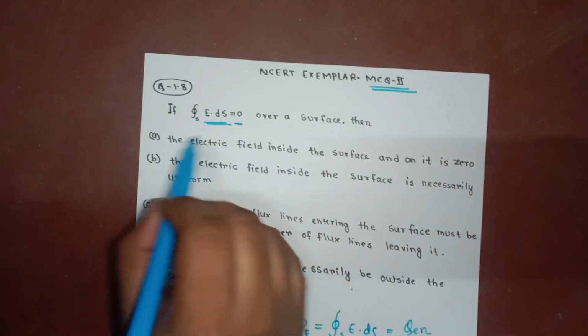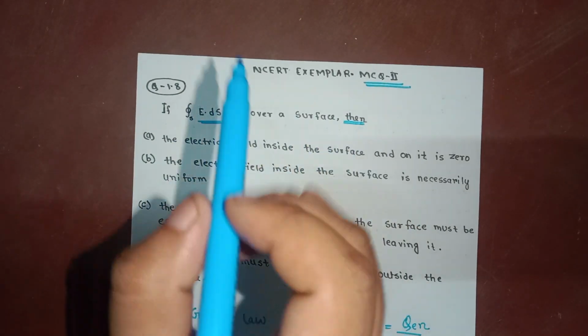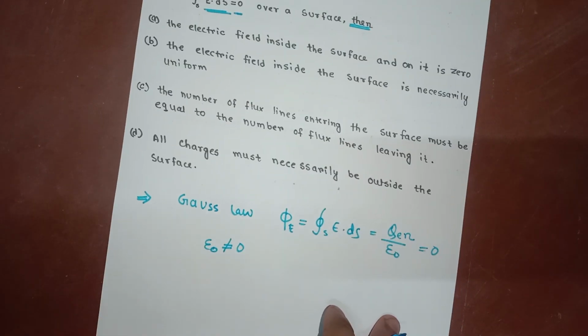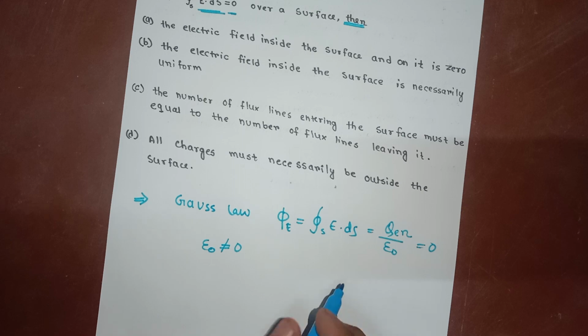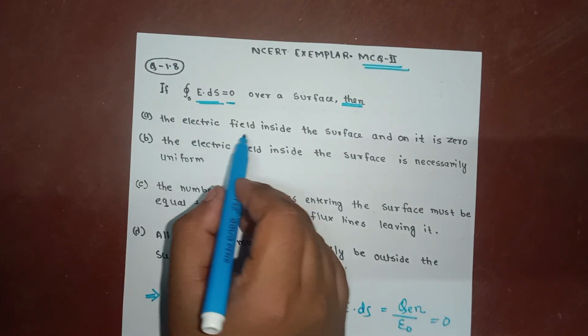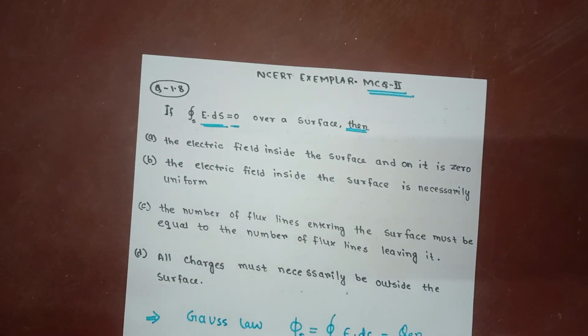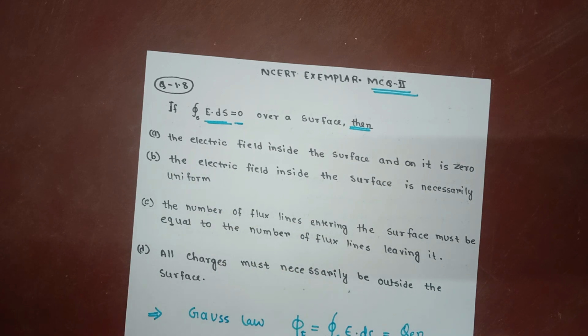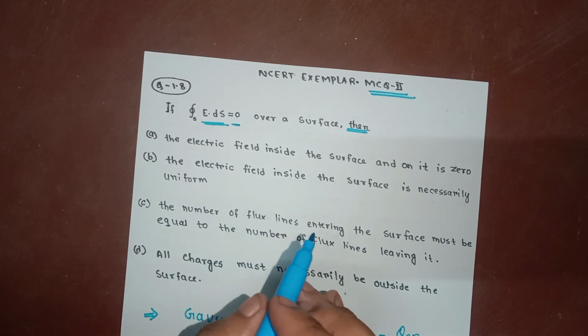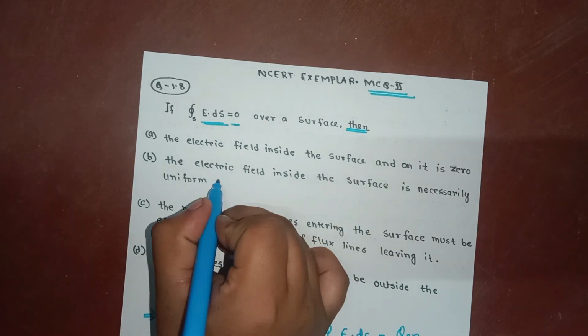Okay, so let's try to understand this simple thing. The first point is, what does it mean that E dot ds, this entire value, is 0? It could be the case that the electric field inside the surface and on it is 0. Another option says the electric field inside the surface is necessarily uniform. If it is uniform, why would E be 0?